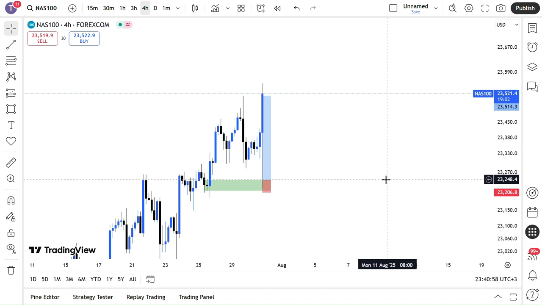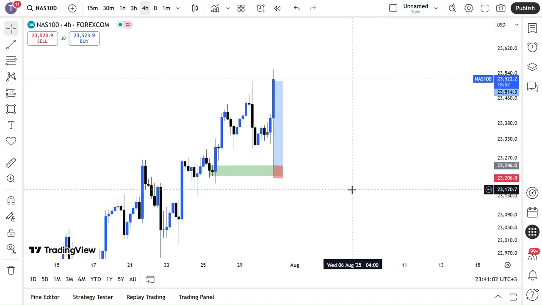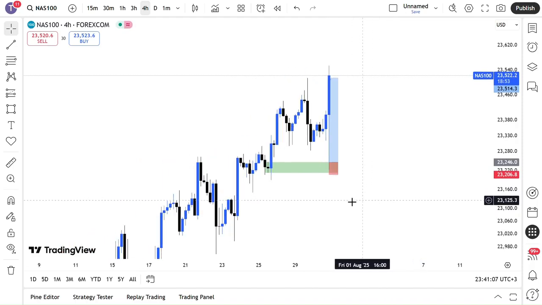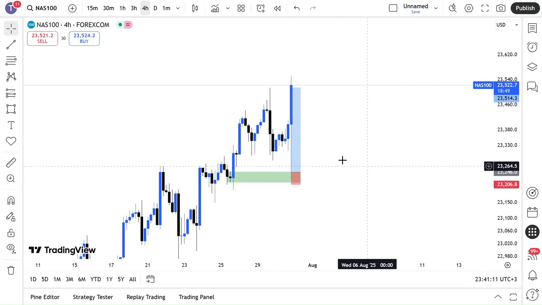You can see very clearly it is a straight win. I've made very good profits within a few minutes from this trade. So this is the setup and the outcome of the setup.